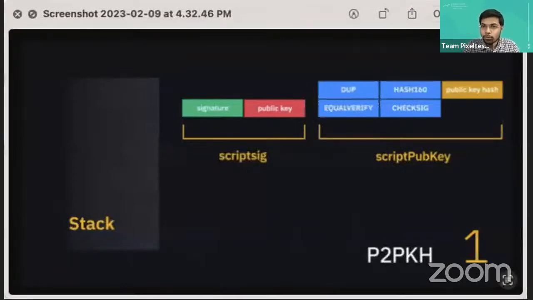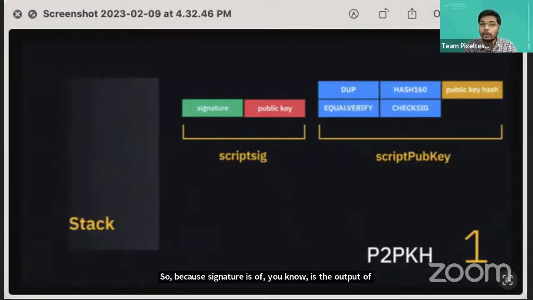So Prasad sir's question is, the signature is the output of the hash of M along with the public key, so how can it be equal to the public key? So it is not equal, right? Here we are not doing the equal verify, we are doing the check signature function.